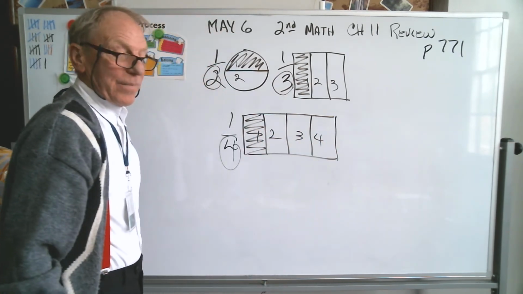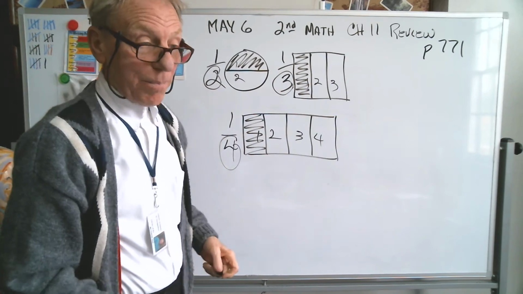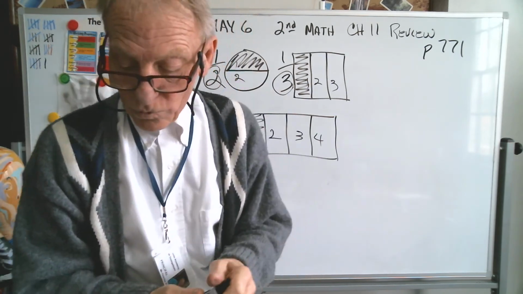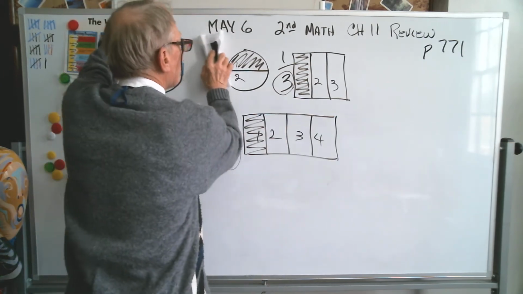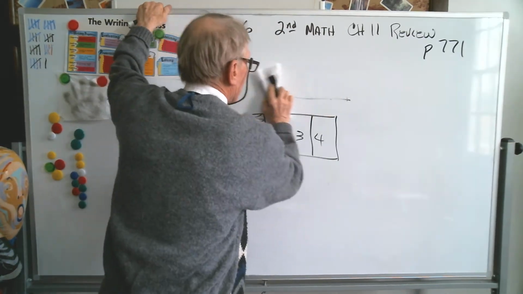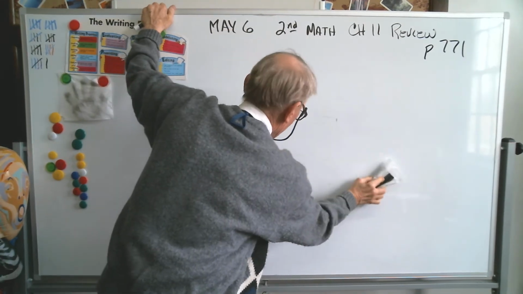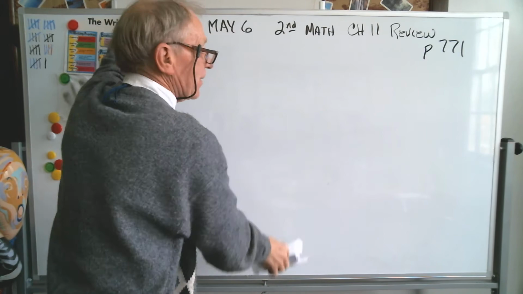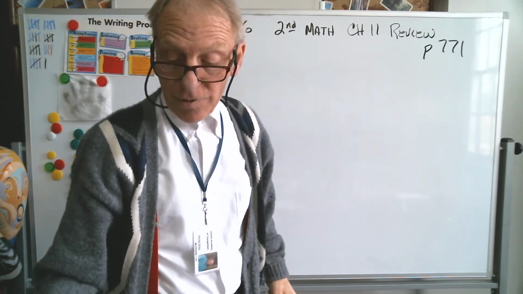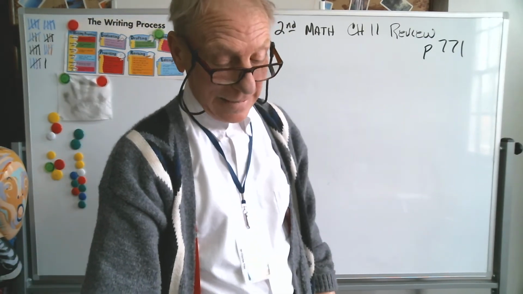Always look at the bottom number to determine how many parts of that whole shape you're going to divide it into. Just remember that bag of M&Ms that you're dividing with your friends and how you want to make sure everybody gets an equal, the same amount.